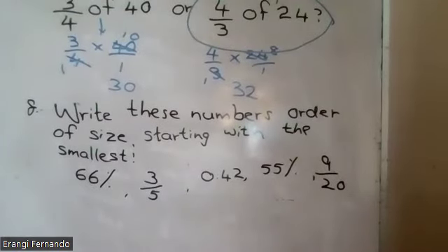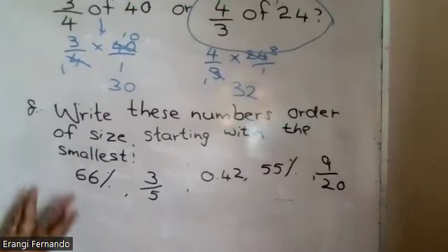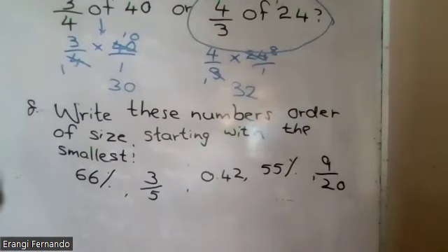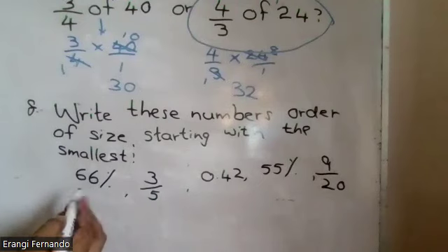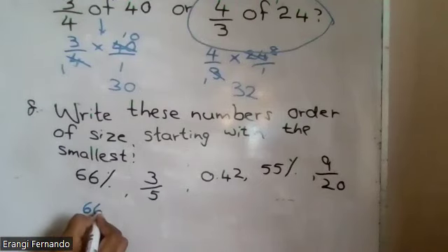The last sum. Write these numbers in order of size, starting with the smallest. Right, before we write the numbers in order of size, we have to convert these into the same units. Either you have to convert into fraction or decimal or percentage. So let's convert everything into fraction. It's easy. Right. 66%, means 66 over 100.